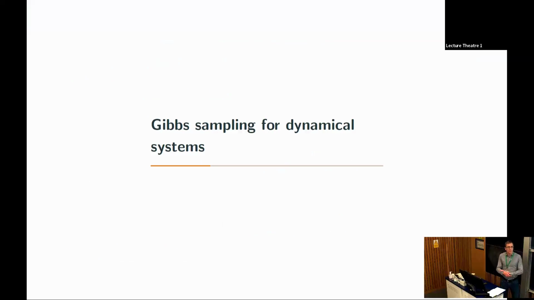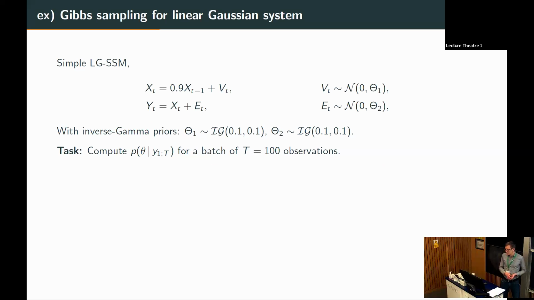Okay. With this background on Gibbs sampling, let's talk about how we can use Gibbs sampling in the context of dynamical systems and state space models in particular. So if we look at an example here, we have a linear Gaussian system, again a very simple one, but just to show you the idea. We have some unknown variances here, theta 1 and theta 2, and we want to compute this posterior distribution over the thetas given some batch of observations.